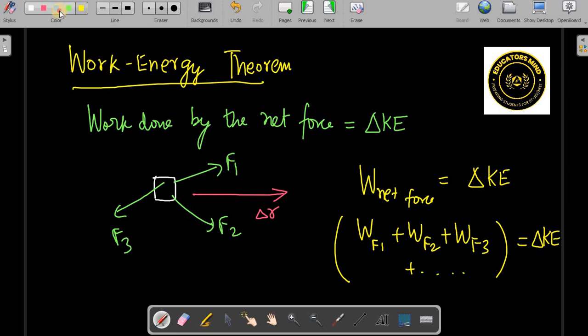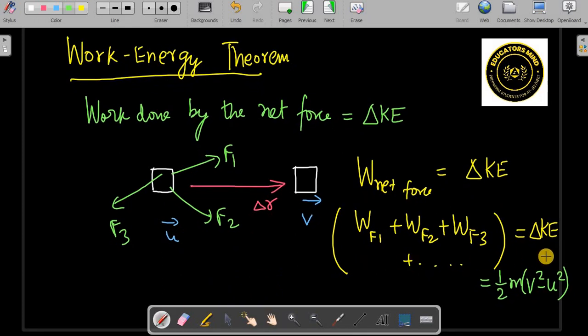So initially suppose it was having velocity u and final velocity v. The body will have a final velocity, right? The block will start moving. So in that case we can say that it is half m (v square minus u square), because final kinetic energy minus initial kinetic energy is half m v square minus half m u square. Half m is common, that's what it is. Okay. So this concept of the work energy theorem is more important than even conservation of mechanical energy. We will see that also.